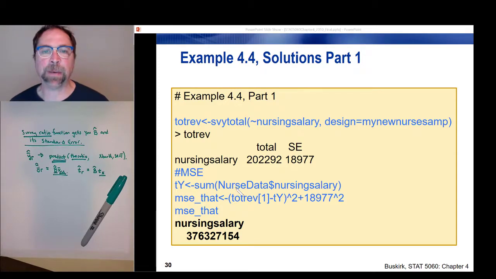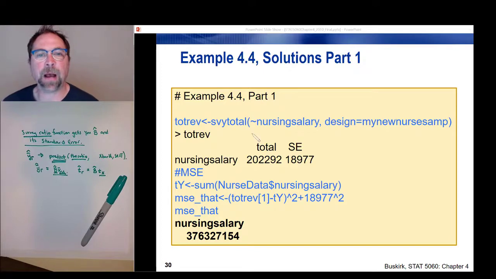So the mean squared error is basically an estimate of the total revenue. The object that I got here, and the number 1 just refers to the fact that there are 2 elements in this vector called total revenue. First element is the estimate. Second element is the standard error. So this is just pulling off this number 202,292 minus the total, and we're going to square it, plus the standard error squared to get the variance. So this is the bias squared plus the variance.